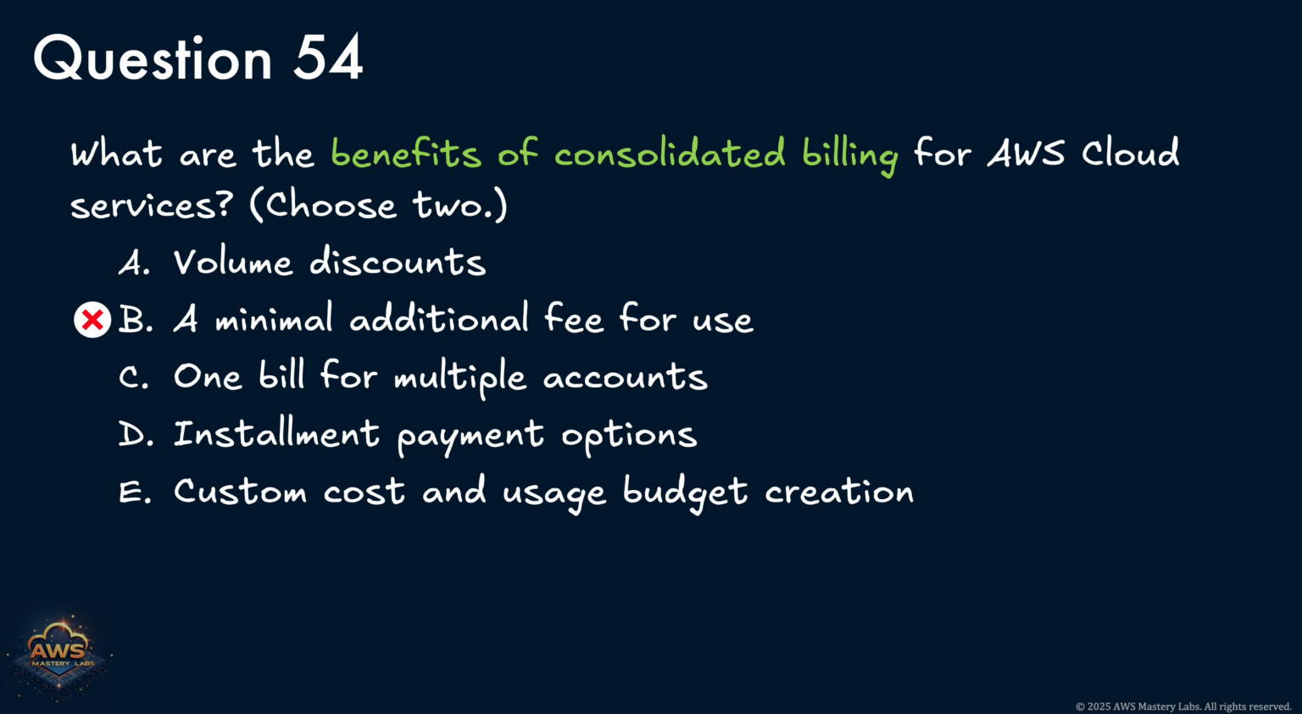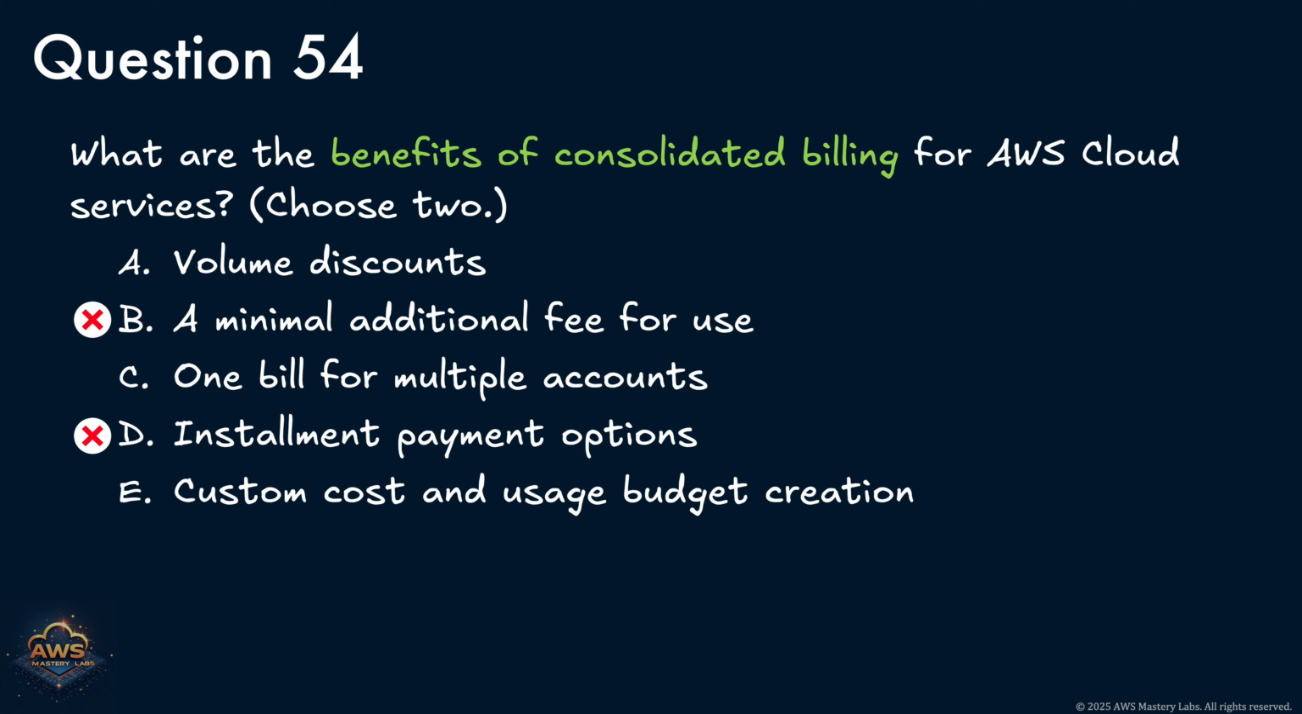Option B, a minimal additional fee for use. This statement is misleading. Consolidated billing is a free feature. AWS doesn't charge anything extra to use it. It's part of AWS Organizations and is designed to encourage best practices around multi-account structures without penalizing users financially. Incorrect, because there is no added fee. Consolidated billing is free to use.